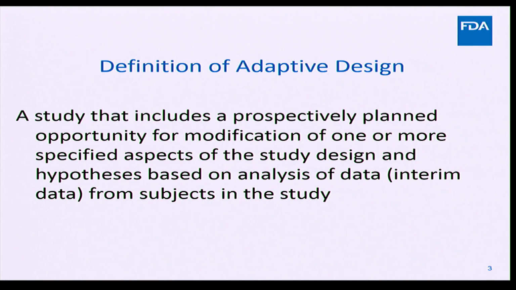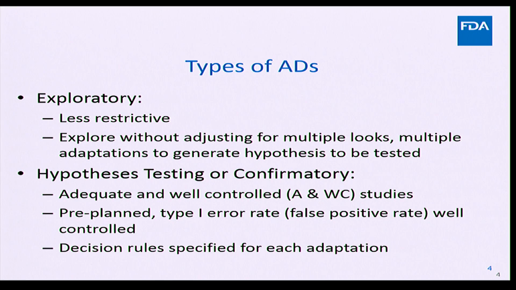So by definition, it is a study that includes a prospectively planned opportunity for modification, not that you have to necessarily modify, but it allows for an opportunity to modify one or more specified aspects of the study design and hypotheses based on analysis of data. That's interim data from subjects in the study itself. So there are, of course, exploratory adaptive designs and hypothesis testing or confirmatory studies. In the exploratory space, there is less restriction. You can explore as much as you want without adjusting for multiple looks, multiple adaptations, to generate hypotheses to be further tested. So there is a lot of leeway here when you're doing exploratory analysis, and some of the phase 1, phase 2 studies fall into this space.